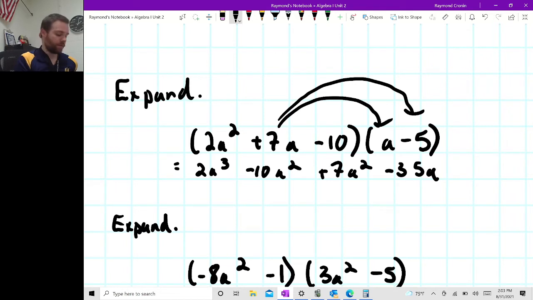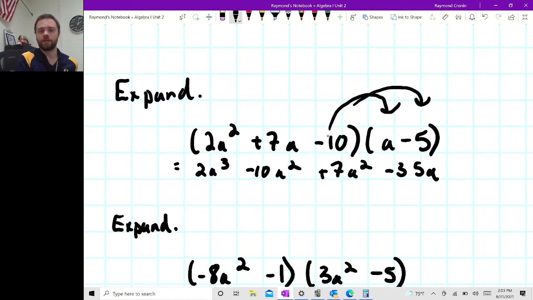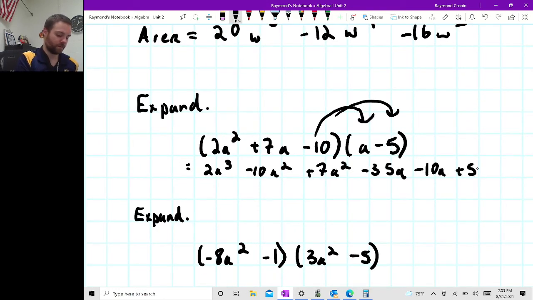And then we've got one more to do. So I'm going to distribute -10. So you distribute each one of these guys twice to these two. So I've got -10 times a, which is -10a. And then -10 times -5 is 50. Okay?